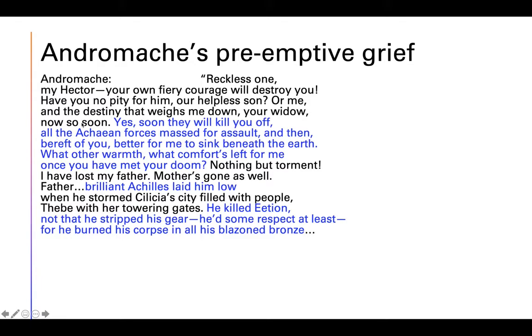So note, she's calling herself a widow, even though she's talking to her husband who stands before her. But she sees the writing on the wall. She knows that Hector will probably die soon.